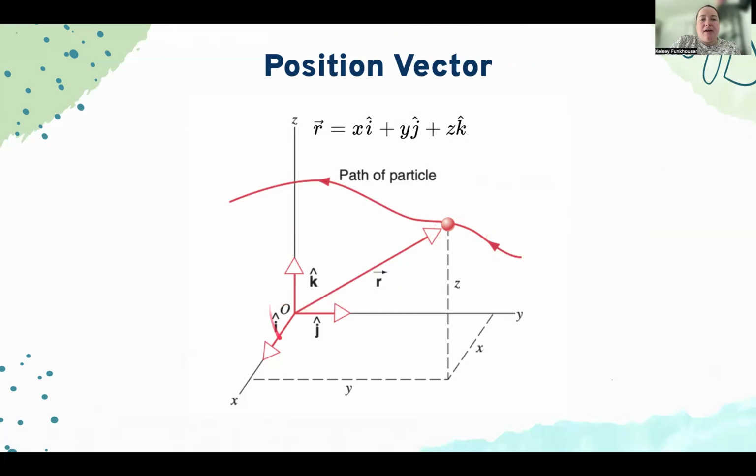And we can see that there's a vector pointing from the origin of our coordinate system to the position of the particle. And that is given by r, and it is represented by this equation here, which is just the x position times i hat, the y position times j hat, and the z position times k hat. And that's written in unit vector form.